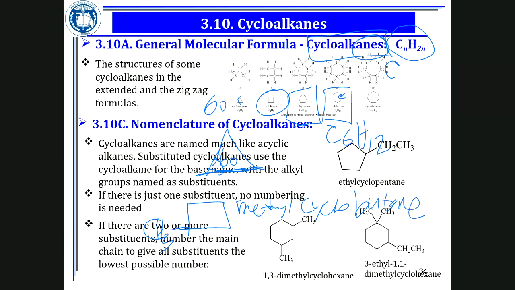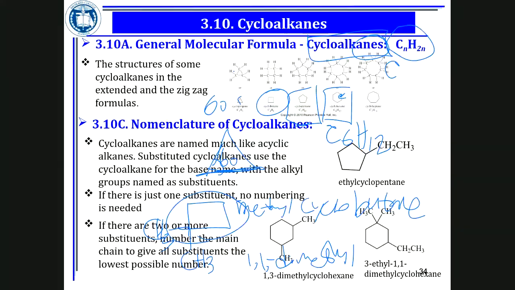If you have 2 methyl groups attached to the same carbon, it's going to be 1,1-dimethylcyclobutane. That's for this compound.